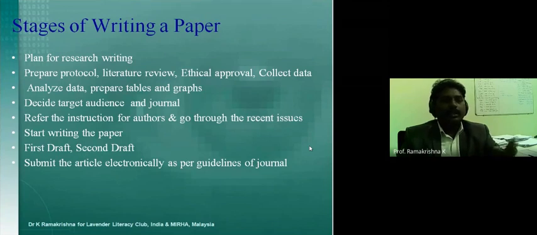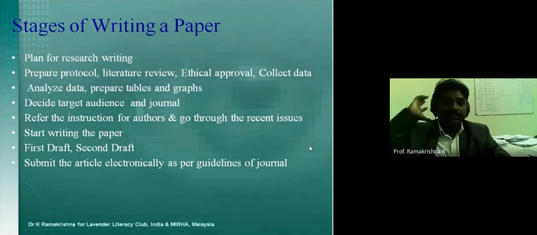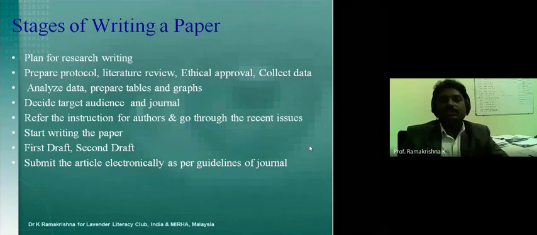See, and the next is analyze data, prepare tables and graphs, decide target audience and journal, and then refine the instructions for authors. And see, you always have to refer to the instructions for the authors and go through the recent issues. That's very important. You have to read the author's manual always. Then only you will understand the formats, styles, and also the restrictions, and also the permissions that you can get from the journal.